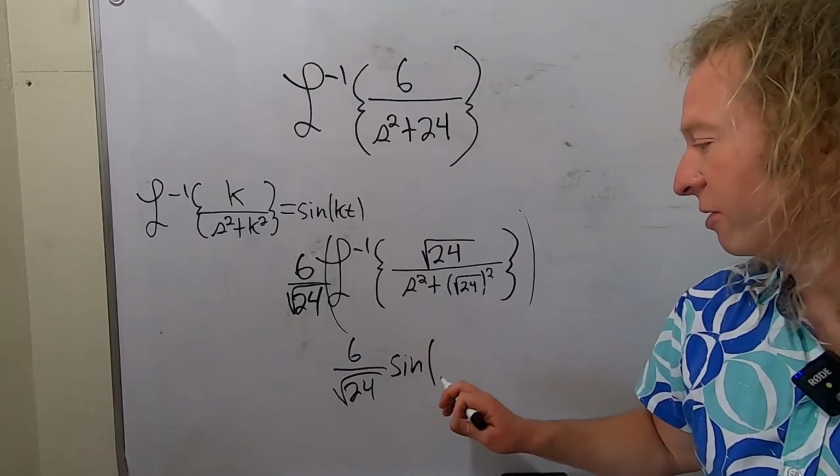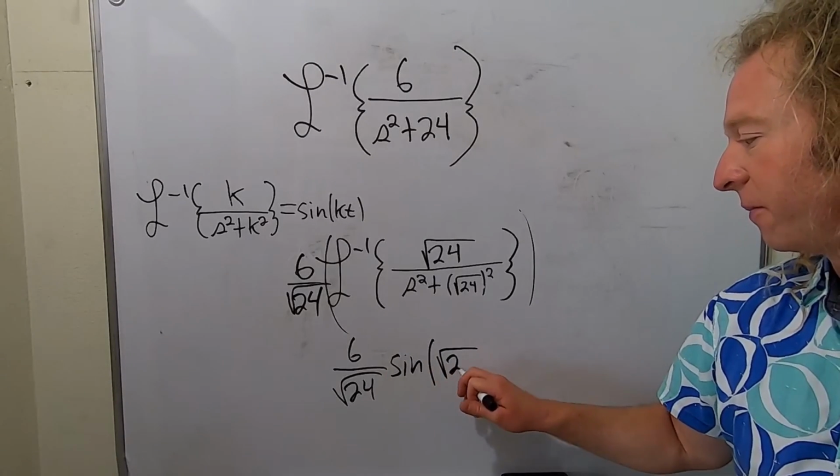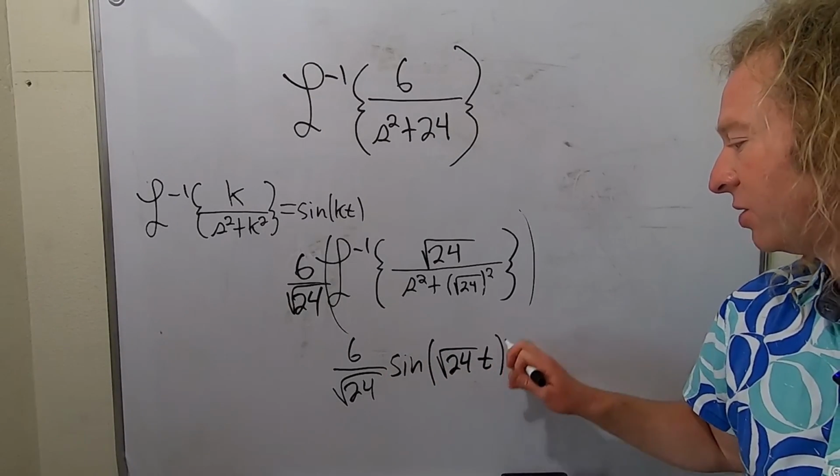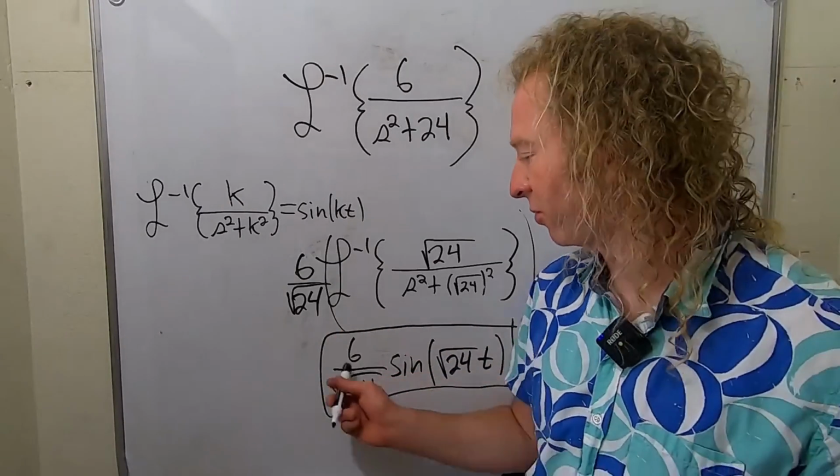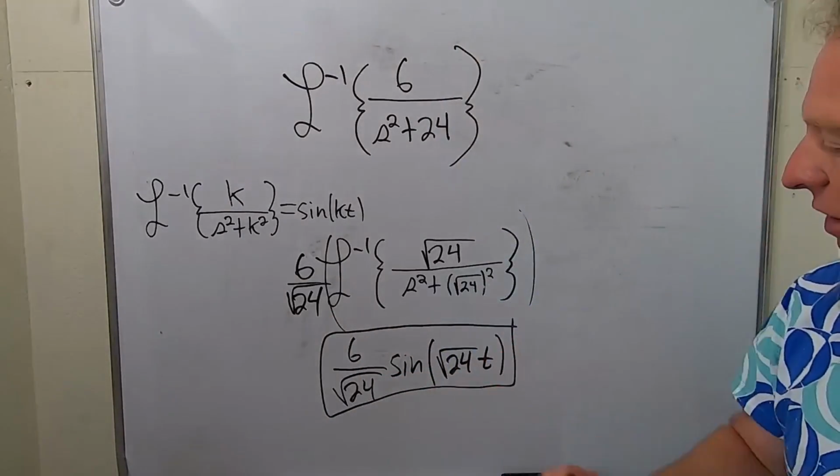But k is the square root of 24. So it's the square root of 24 times t. And let's just go ahead and leave our answer like that. You could probably reduce the square root of 24 and simplify a little bit, but let's just leave it.